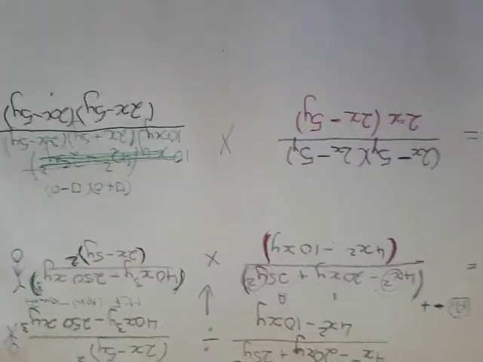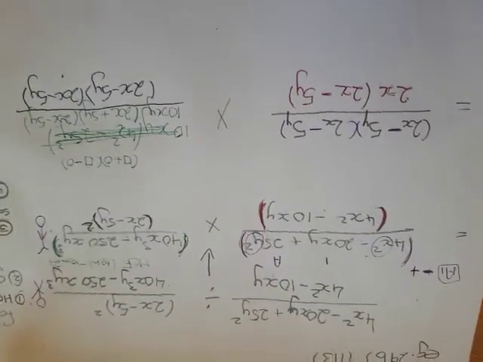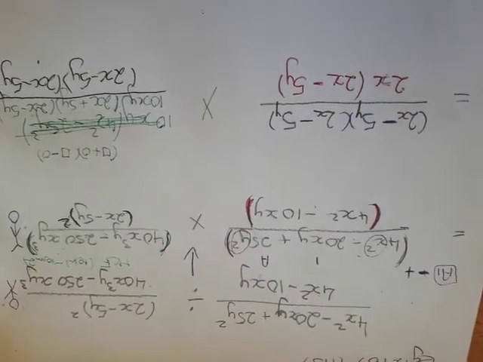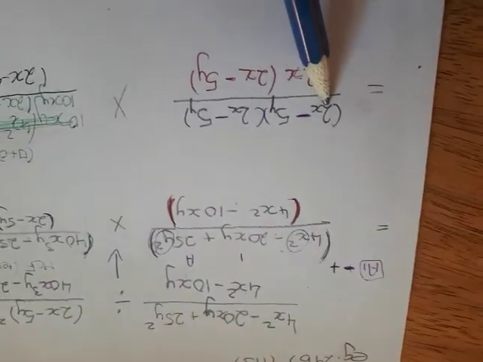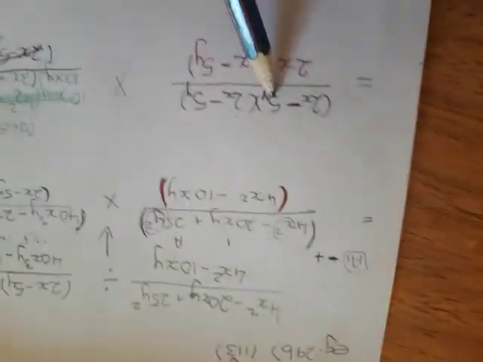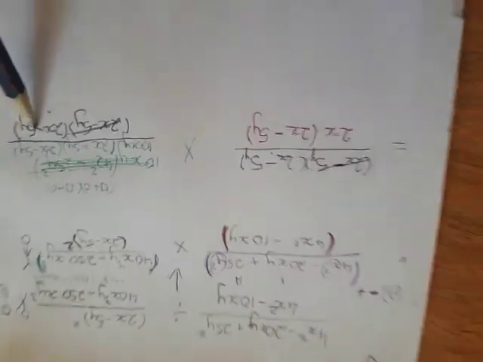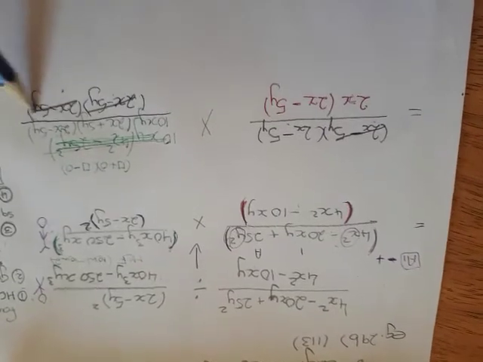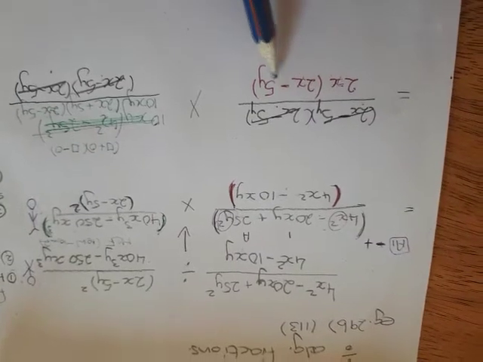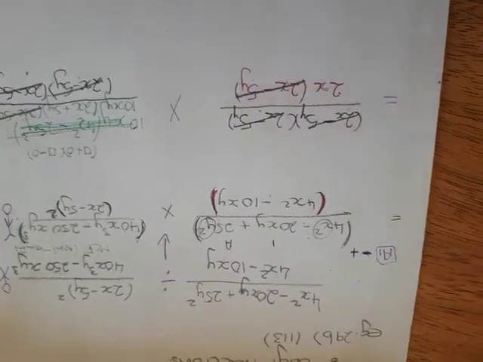And now I have factorized each numerator and each denominator. Now it becomes easy because remember, we can cancel whole brackets. If you look at this first one, it's 2x minus 5y, and here we've got a 2x minus 5y, so we can cancel these two. Then I've got 2x minus 5y here and 2x minus 5y there, so I can cancel these two brackets. Then I've got another one, 2x minus 5y, 2x minus 5y, so I can cancel these two brackets.